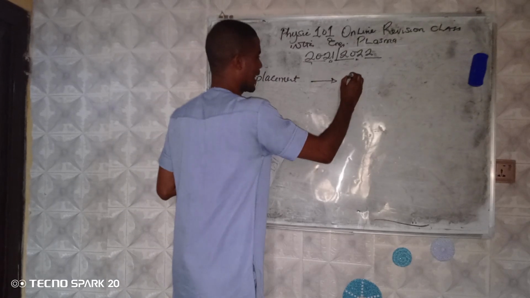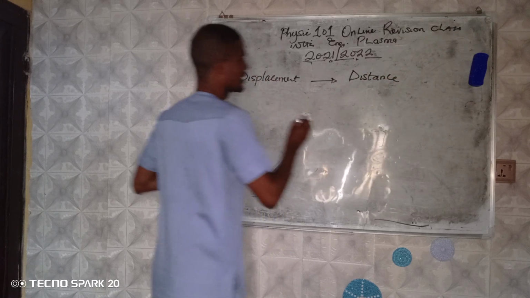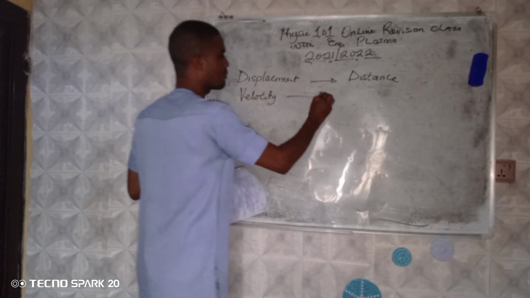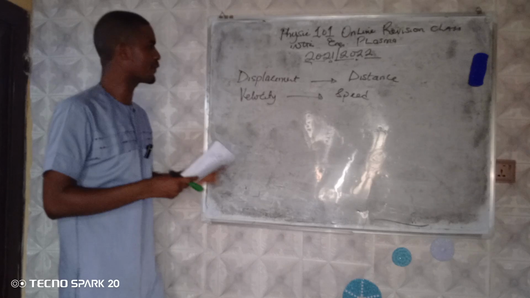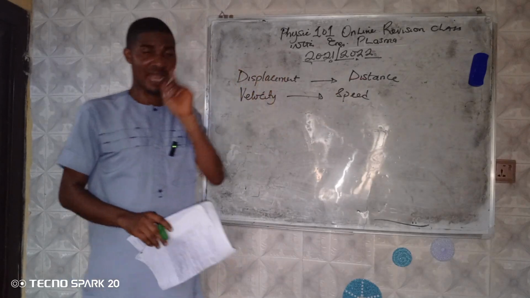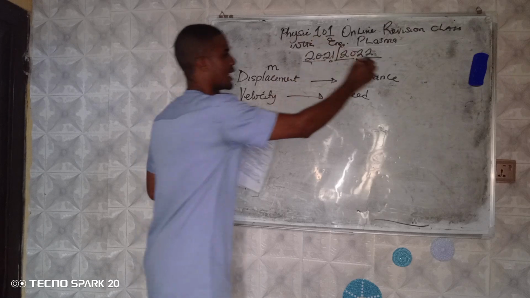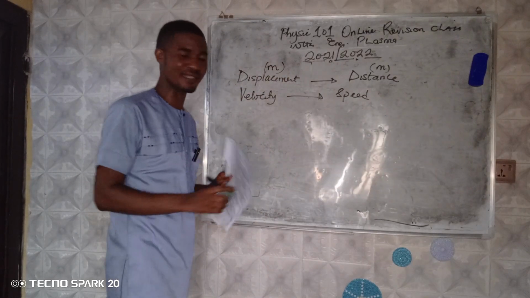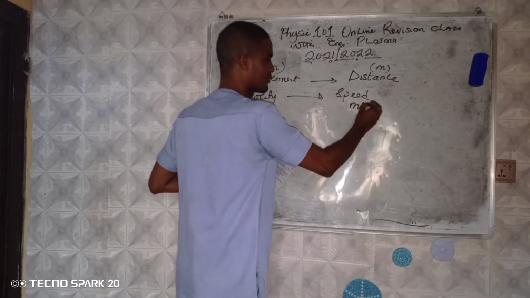In brother, that is called distance. There is another one called velocity. In brother, na they call speed. Now, the difference, if you watch, displacement and distance are the same. Why? Because they are measured in meter. Velocity and speed are the same. Why? Because they are measured in meter per second.